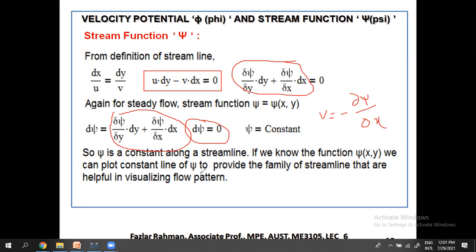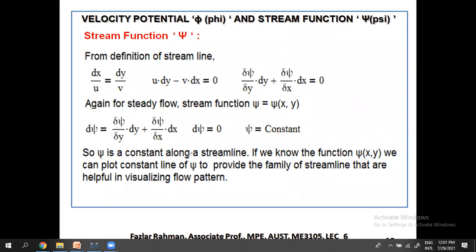That means if you integrate both sides, what are you getting? Psi equal to constant. That means along a streamline, the value of psi is constant. If we know the function psi, we can plot constant lines of psi to provide the family of streamlines that are helpful in visualizing the flow pattern. Say psi is a constant. So psi equal to 1.33.